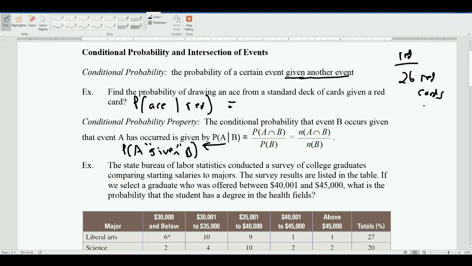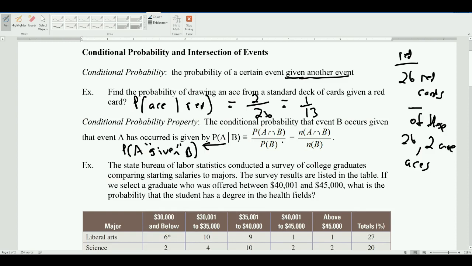Out of those 26, how many are aces? Well, there's 2. And that's what you're thinking. Out of those 26, 2 are aces. So what that conditional probability is, out of the 26 total that are red, 2 of them are aces. So 2 out of 26 will be an ace, or you have a 2 out of 26 chance of drawing an ace, given the fact that you're only drawing from the red cards, which reduces down to 1 over 13.